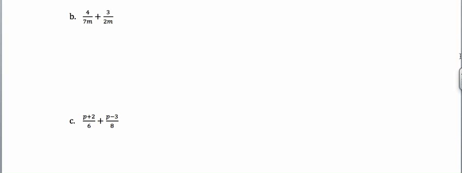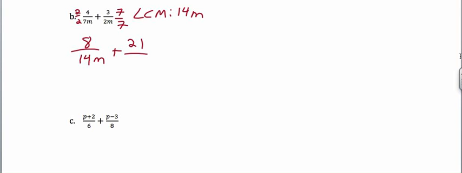Hopefully you gave that one a try. So here, our least common multiple of 7m and 2m is 14m. We don't need an extra m in there. That's key. So we're just going to multiply the first one by 2/2 and the second one by 7/7. We're going to rewrite those fractions, add our numerators to each other and leave our denominators the same. 8 plus 21 is 29. The denominator's 14m, nothing can simplify, we're good.